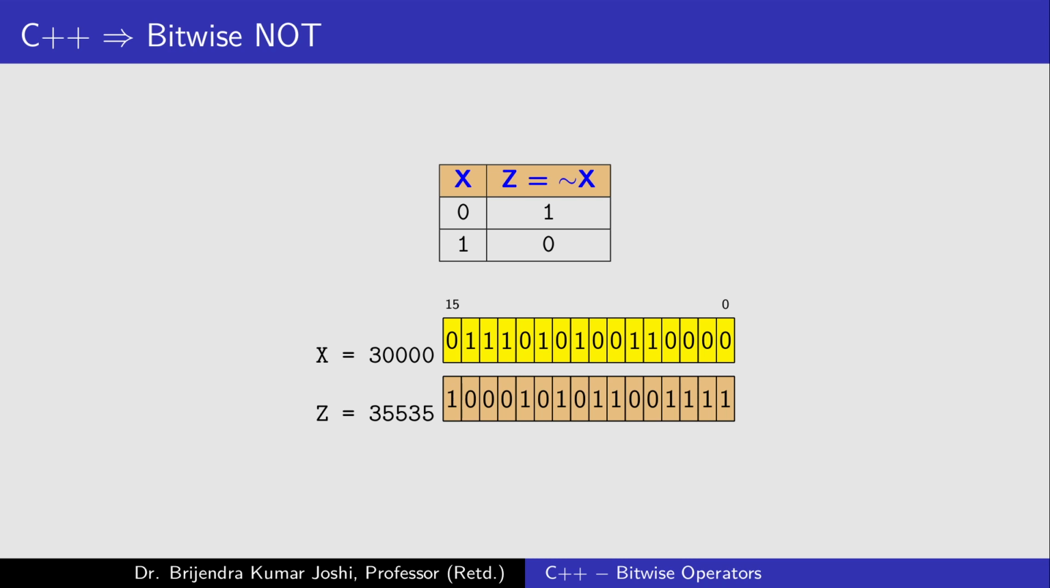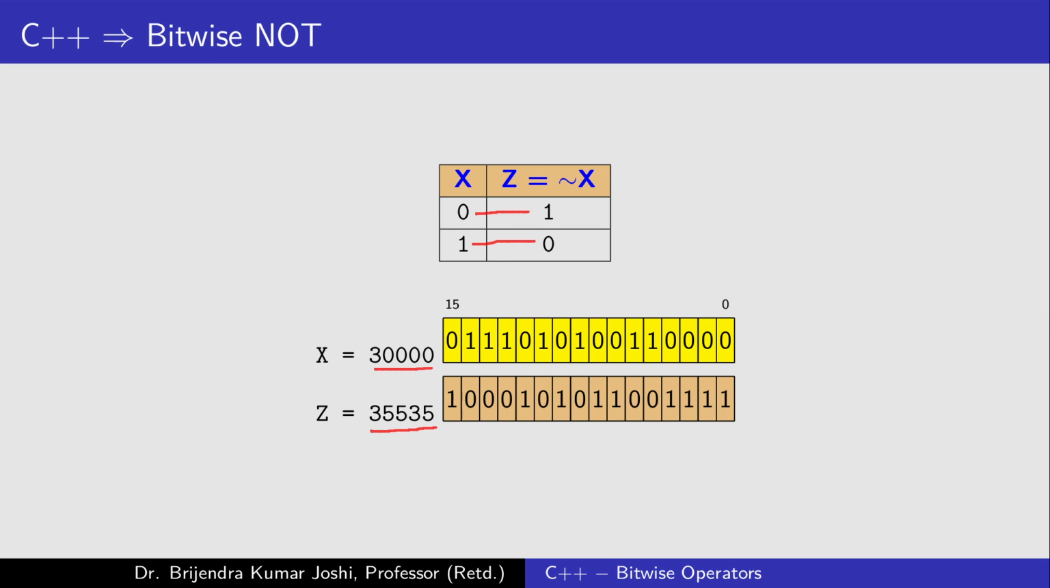Next comes bitwise NOT. So if input is 0, output would be 1, and if input is 1, output would be 0. Now this has to be looked at very carefully. Here, for the sake of explanation, I have written the result mathematically, that it's a 1's complement, that is the bitwise NOT, which should give 35,535.